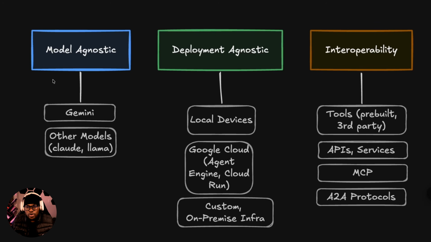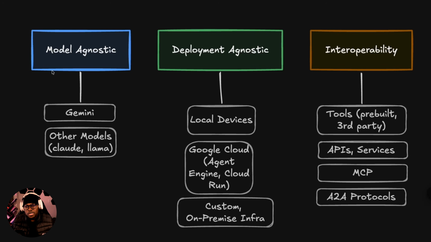So what really is ADK? By definition, ADK is a model and deployment agnostic open source framework for developing and deploying AI agents. But what does that really mean? What does it mean to be model agnostic or deployment agnostic, and all the fancy big terms that get thrown around all the time? What does it actually mean for ADK to be termed model agnostic?